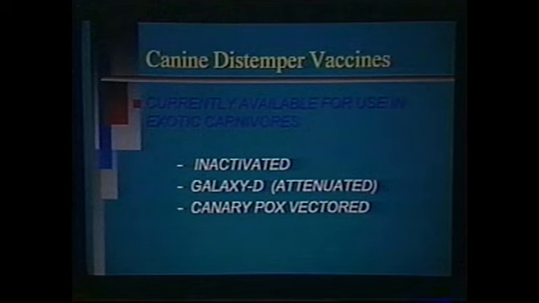And then the new vaccine, which is now on the market, is a recombinant vaccine, canary pox vectored canine distemper, a product of Rhone Merieux, now called Merial. It shows great promise for a multi-species vaccine that is not infectious and can perhaps produce immunity without the hazards of causing distemper-induced disease.